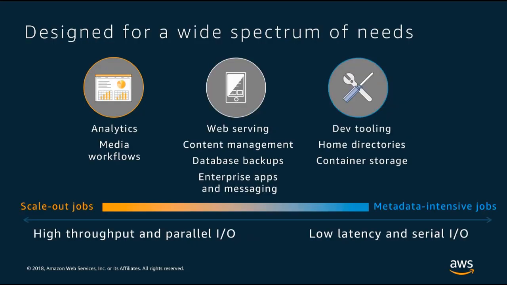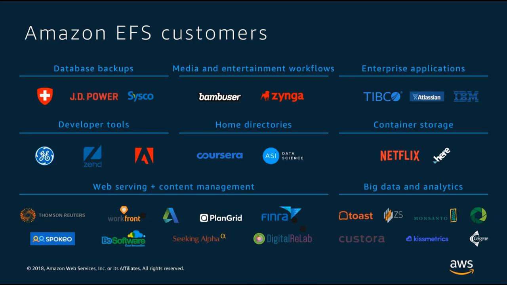Now, we designed Amazon EFS to serve the vast majority of file workloads, covering a wide spectrum of performance needs, from big data applications that are massively parallelized and require the highest possible throughput to single-threaded, latency-sensitive workloads. Here's an example of some of our customers today.